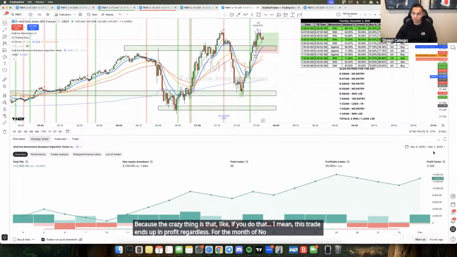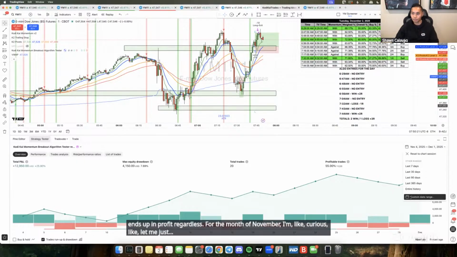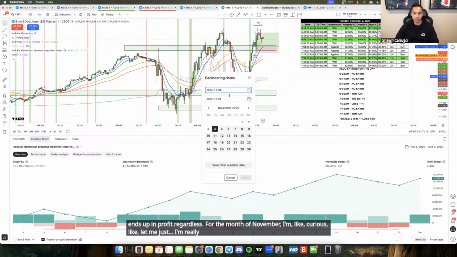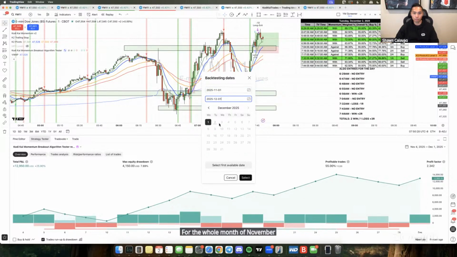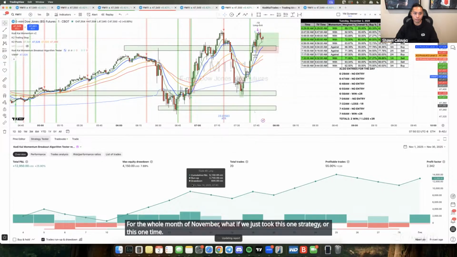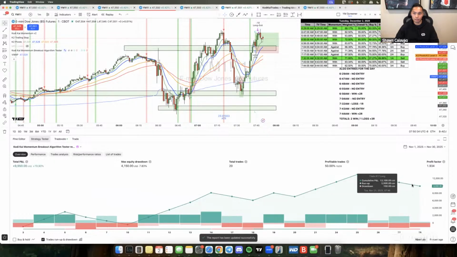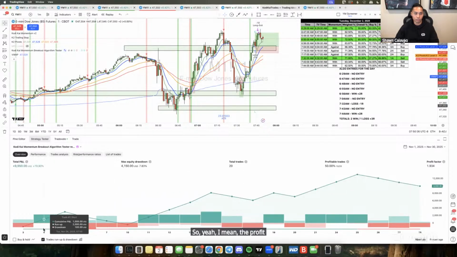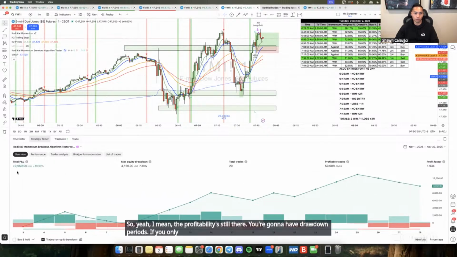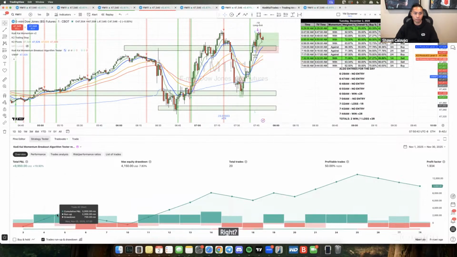I'm really curious now to see, for the whole month of November, what if we just took this one strategy or this one time? So yeah, the profitability is still there. You're going to have drawdown periods. If you only traded at 7:44 every single day, this one strategy with momentum, right? The drawdown is not even that bad.